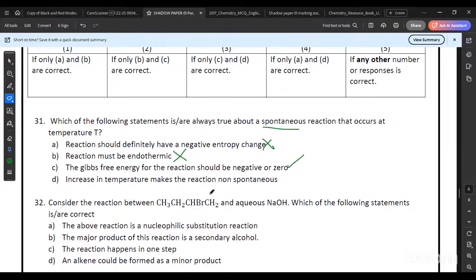Increase in temperature makes the reaction non-spontaneous. Always true about a spontaneous reaction? You can't say always. Increase in temperature sometimes, maybe it is still spontaneous when you increase temperature. That can happen too. So you can't take that as correct.